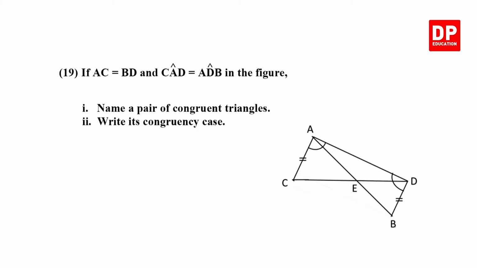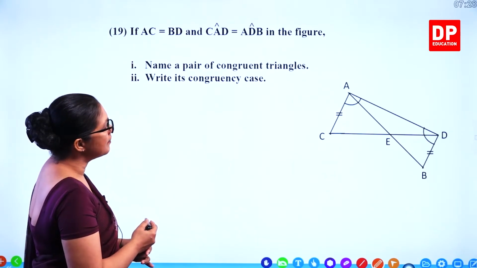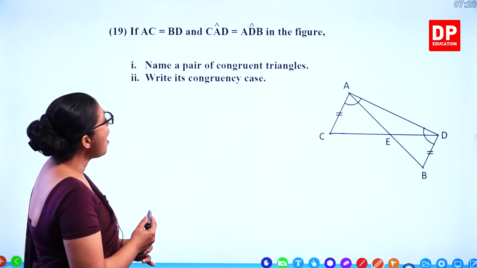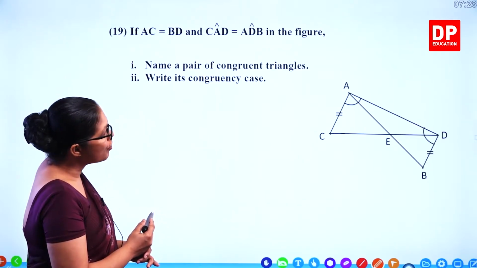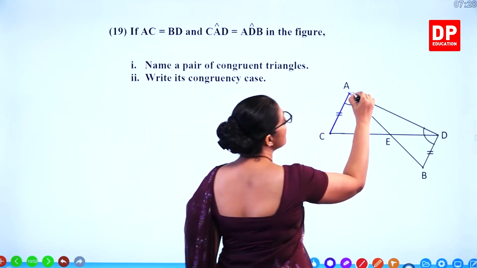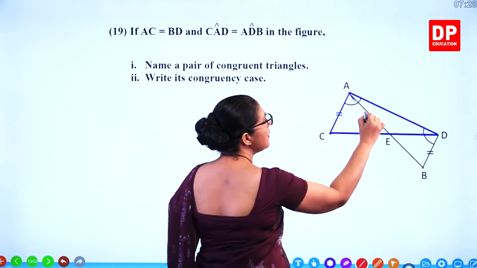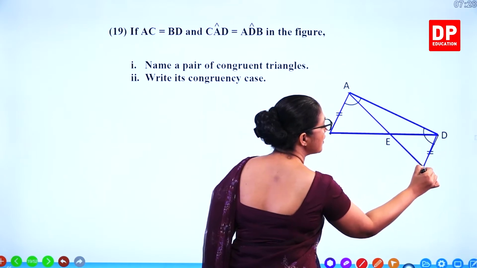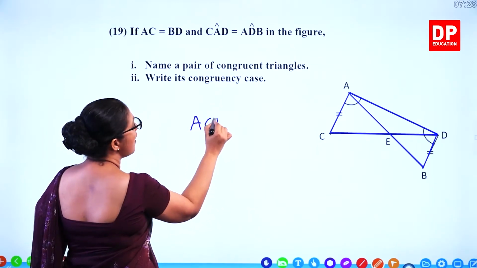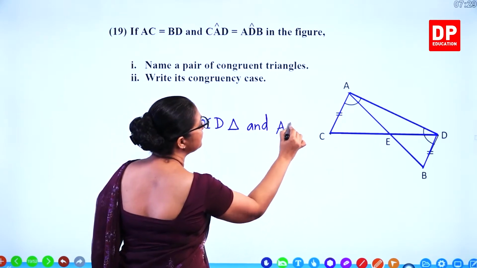Question number 19. If AC is equal to BD and angle CAD equals angle ADB, already given, name a pair of congruent triangles. Look carefully at this big triangle here and this triangle here. What can you say? We can write triangle ACD and triangle ABD.